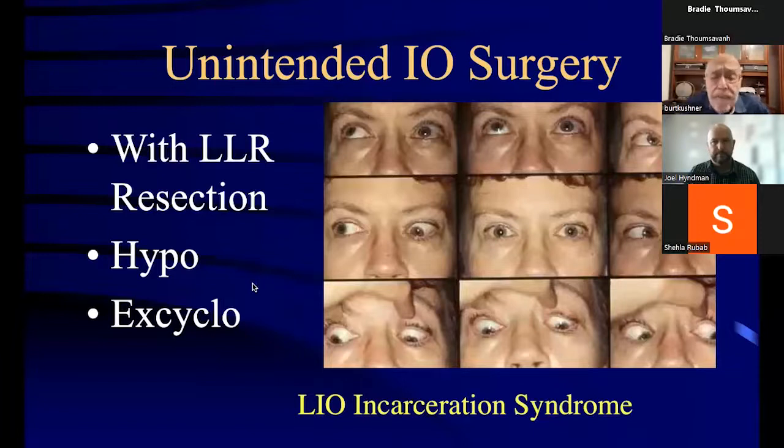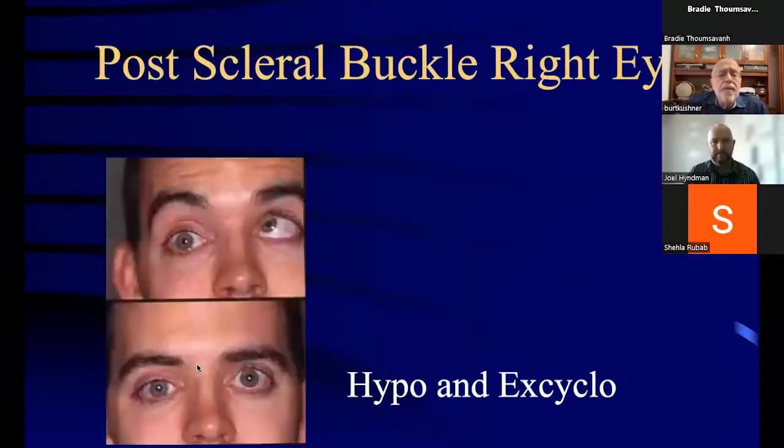And actually, in the series of inferior oblique incarcerations I published, it was a little inconsistent what their motility pattern was, not as predictable as the superior oblique incarceration, which we'll talk about later. But I think the majority of them manifested what's represented in this slide, a hypo and an excyclo.